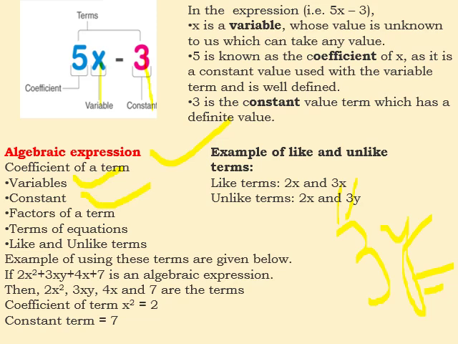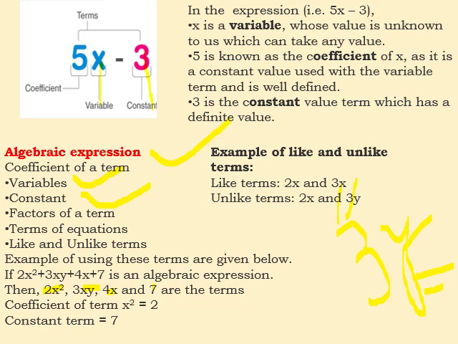Factors of a term, we will see now. Terms of equations and like and unlike terms. Examples of using these terms are given below. If 2x square plus 3xy plus 4x plus 7 is an algebraic expression, okay, they are taking one example, then 2x square is one term, 3xy is another term, 4x is another term, and 7 is another term. Got it? So term means a single part which is differentiated either by a plus or a minus.